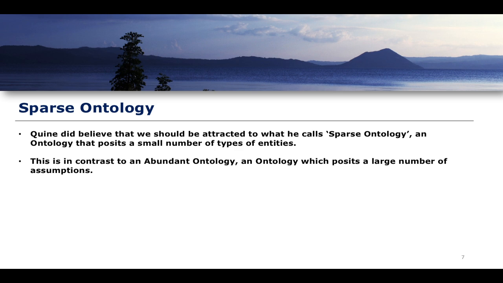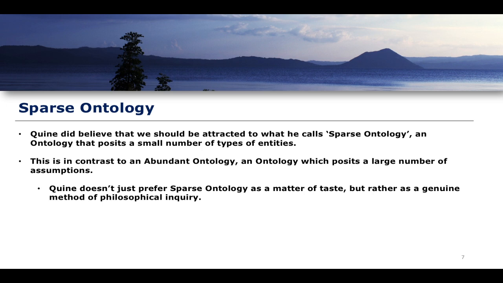We can contrast this with what is known as abundant ontology, which posits a large number of assumptions rather than a smaller number. Quine believes that you should move toward sparse ontology, not as a matter of taste, but as a genuine method of philosophical inquiry. He argues that the more entities you have an ontological commitment towards, the more assumptions you have to make about reality, and the further away you get from being able to hold in your hand, if you will, the views of Occam's razor, the idea of making things as conceptually simple as humanly possible.